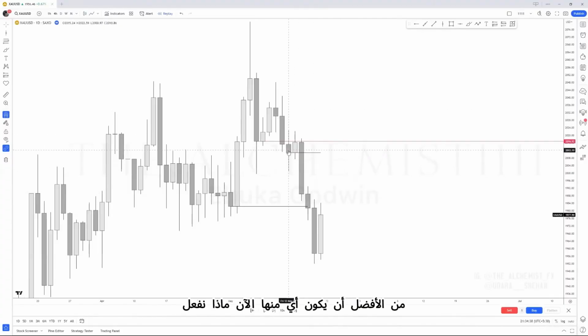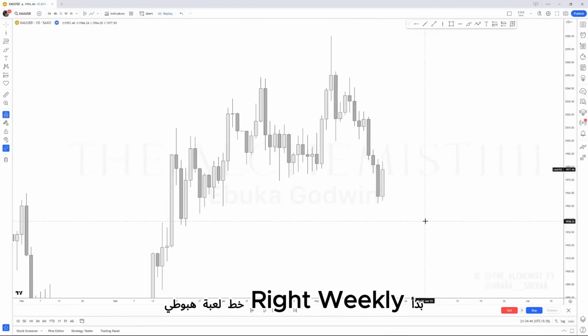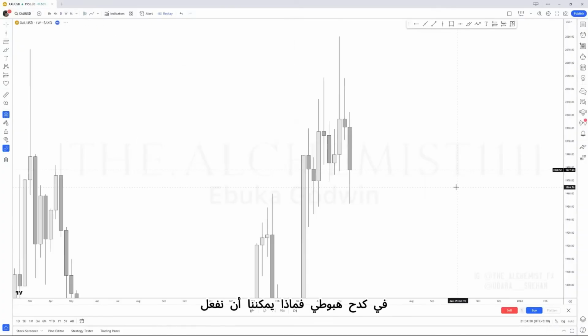Any of it. Now, what do we know? Weekly started a bearish storyline. Okay, look at this. You can go up and down with this if you understand this very well. Now, what do you know? Weekly is in a bearish storyline.